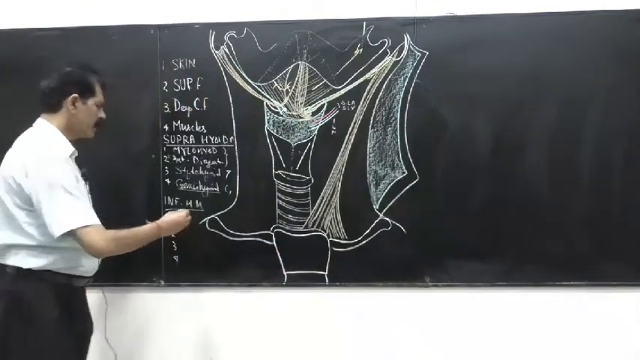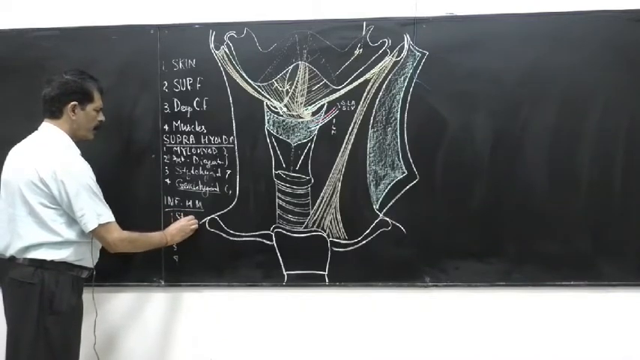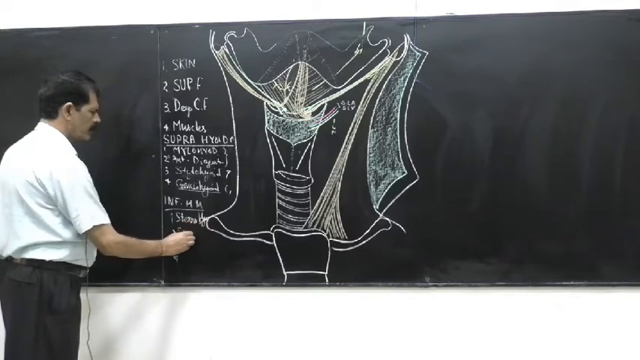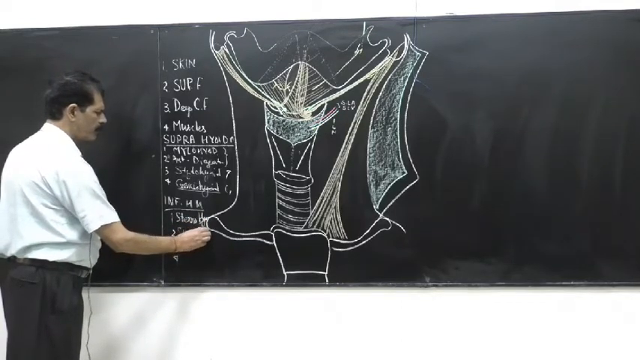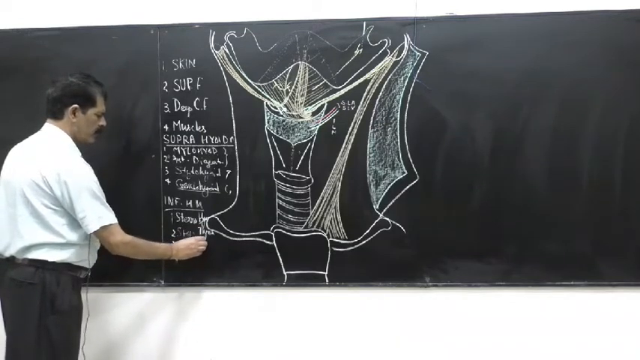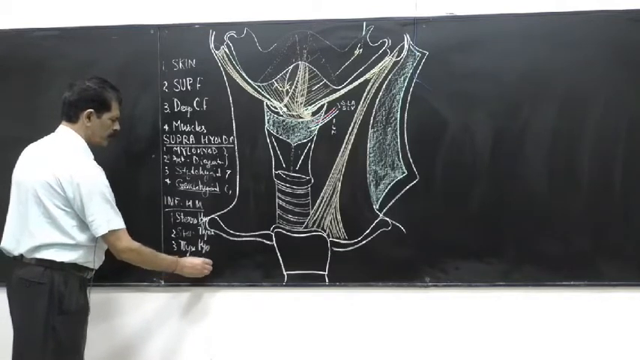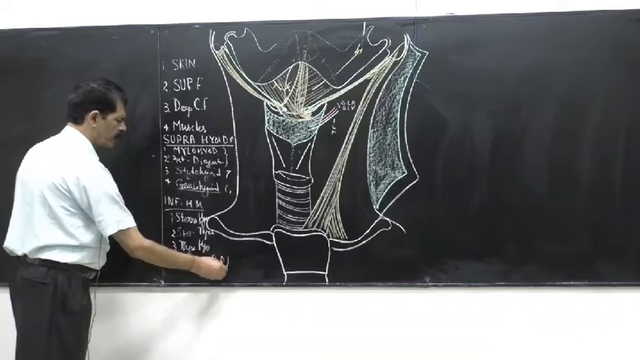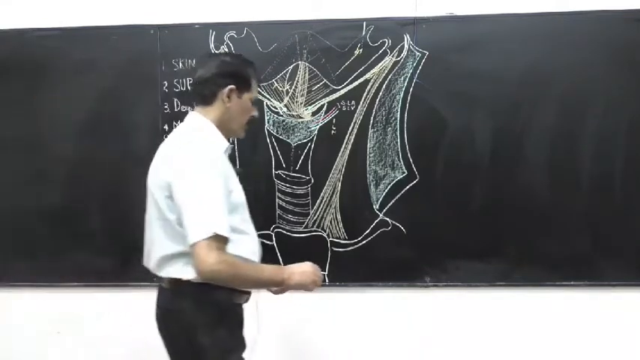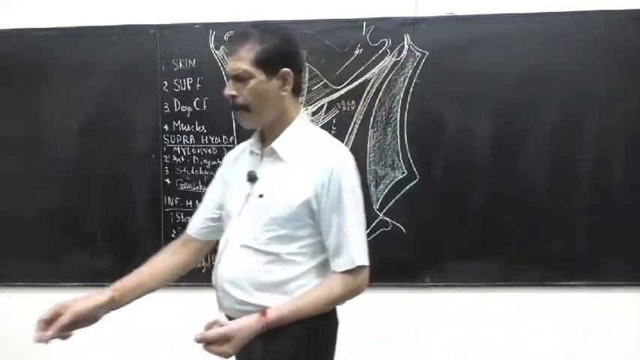So the names are very easy to remember. They are called the sternohyoid, sternothyroid, thyrohyoid, and omohyoid. Superior belly of omohyoid. So these are the four muscles. The names are suggestive, they are telling where they are going and from where they are taking origin.